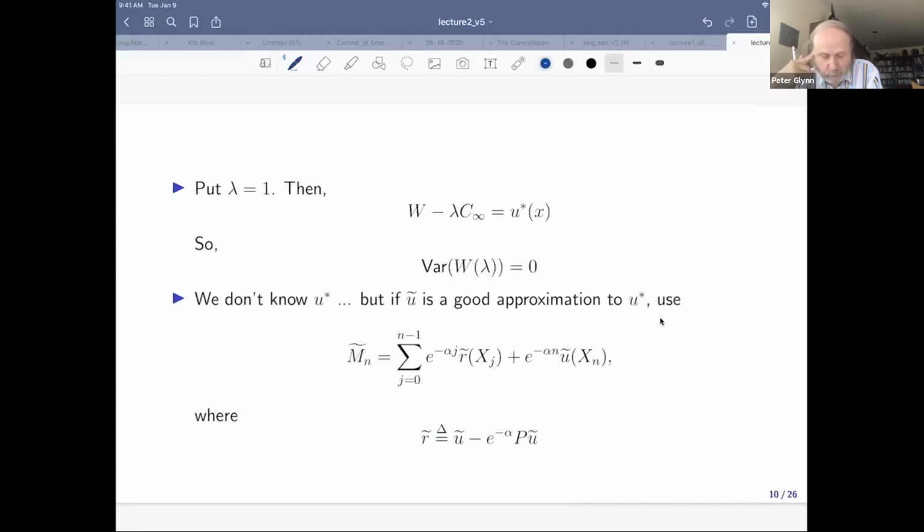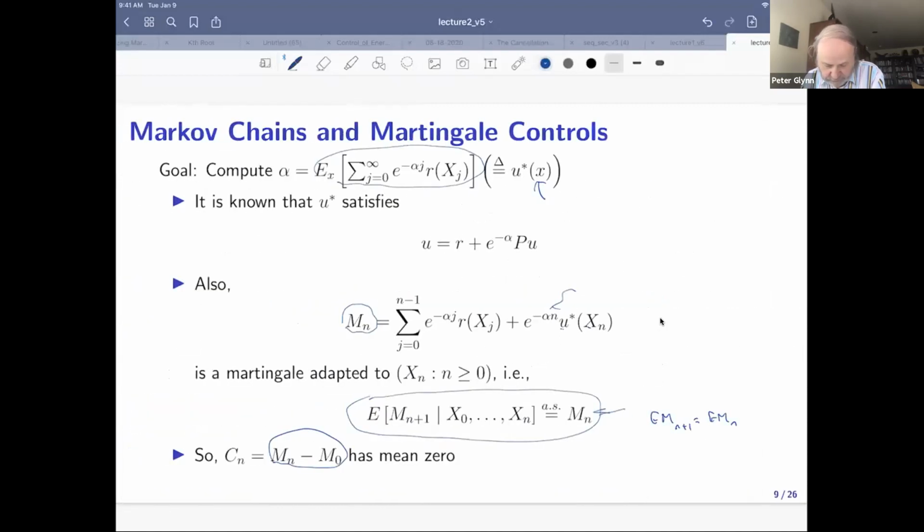Now, if I put lambda equals 1 in this particular example, and I look at W minus lambda C_infinity, C_infinity is M_infinity minus M_0. M_infinity is this quantity right here with n set equal to infinity, and with n set equal to infinity, this discount factor makes the second quantity 0. The first quantity is just the infinite sum. So M_infinity is exactly equal to this infinite sum up here, and M_0 is just u star of x_0 itself.